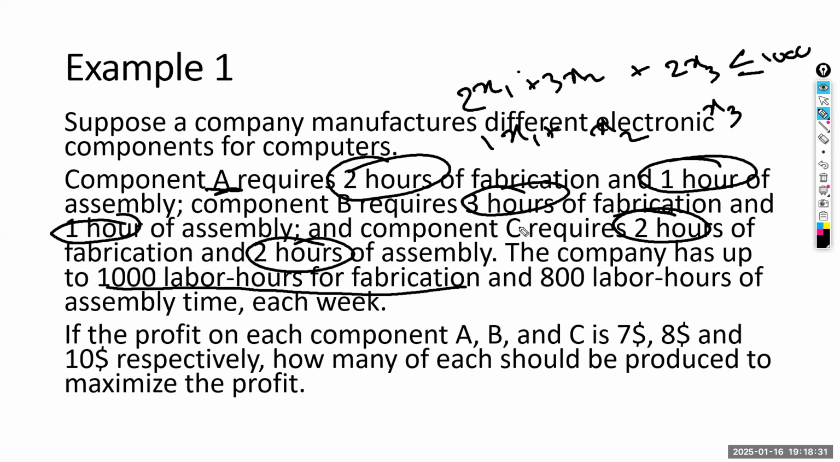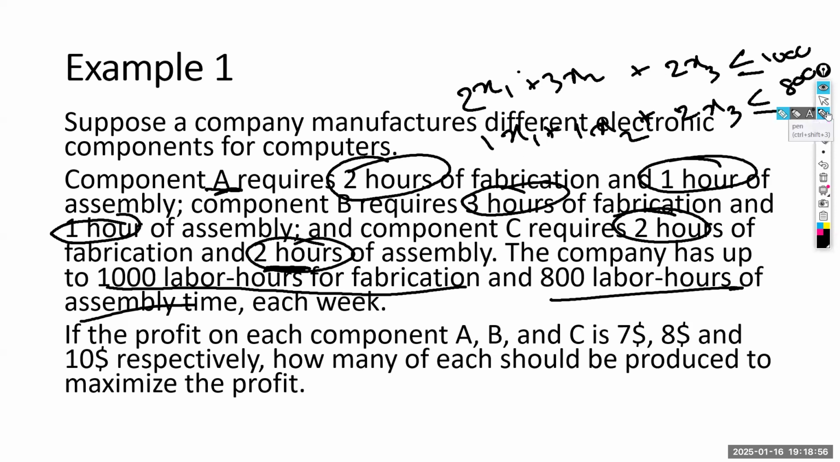Product B, you need again 1 hour of assembly. So therefore, 1 times x2. For product C, you need 2 hours for assembly. So that is 2 times x3. And the total number of assembly hours available is 800, right? Therefore, this must be less than or equal to 800. So those are the constraints we are having.